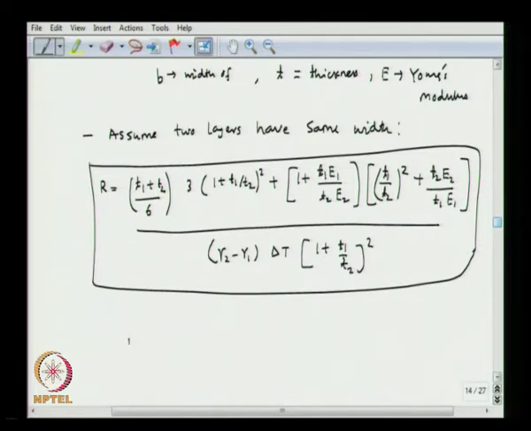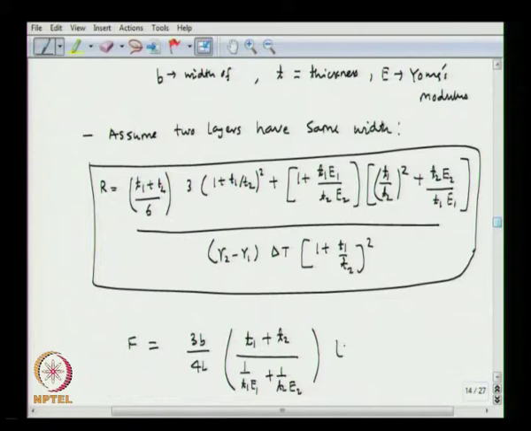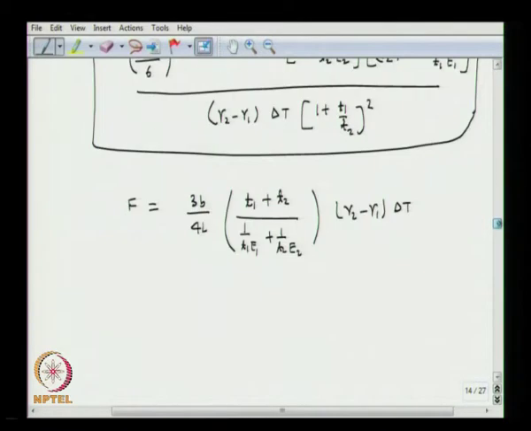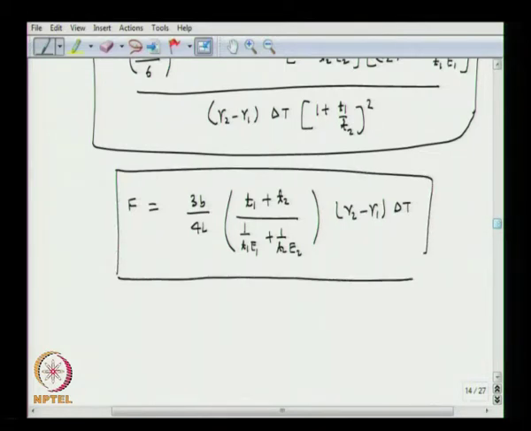Okay. So in that case we can find the force F will be 3B over 4L into T1 plus T2 divided by 1 over T1 E1 plus 1 over T2 E2, into gamma 2 minus gamma 1 into delta T. Okay. So that is going to be the expression for the force. Okay. So with that let us consider an example.